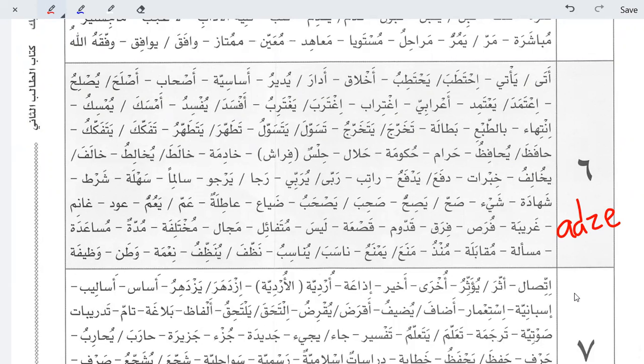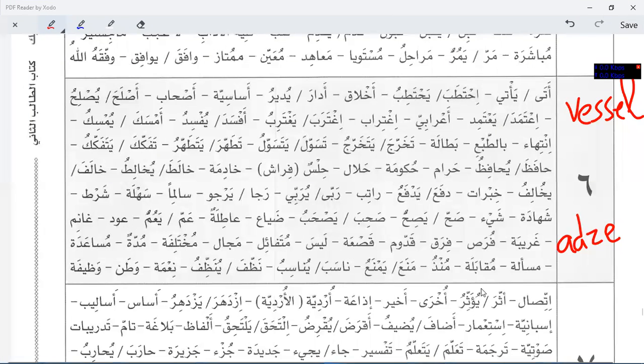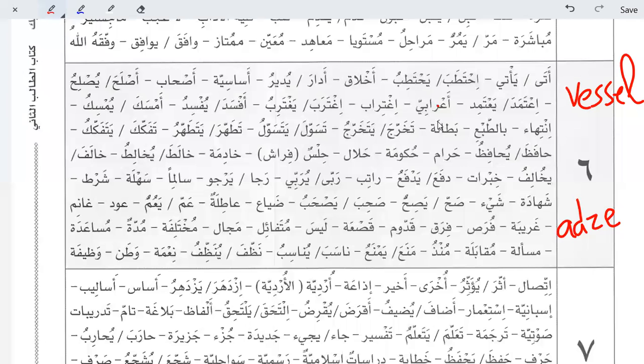Kasa. What is it? Kasa means bowl, vessel. Kasa, bowl. Laisa, not. Mutafail, optimistic. Correct. Majal, fields. Majal, field. Mukhtalifatun, differences. Muddatun, period. Musa'adatun, help. Okay. Miss Amina. Masalatu, I don't know the meaning. Masala, asking, begging. It also means problem.